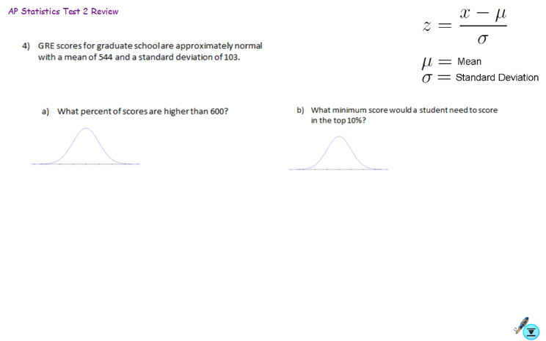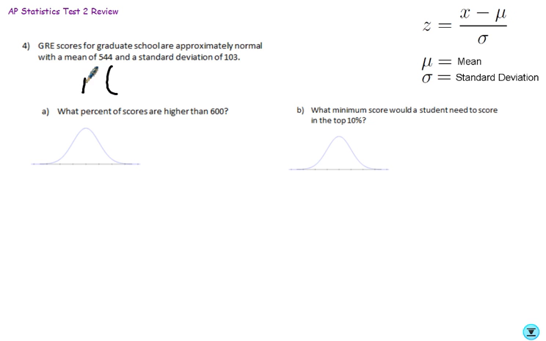Number 4 says that GRE scores for graduate school are approximately normal with a mean of 544 and a standard deviation of 103. So the GRE is kind of, you take the SAT or the ACT to try to get into college. If you want to get your master's degree, after the 4 years, you take the GRE, that's a way to try to get into graduate school.